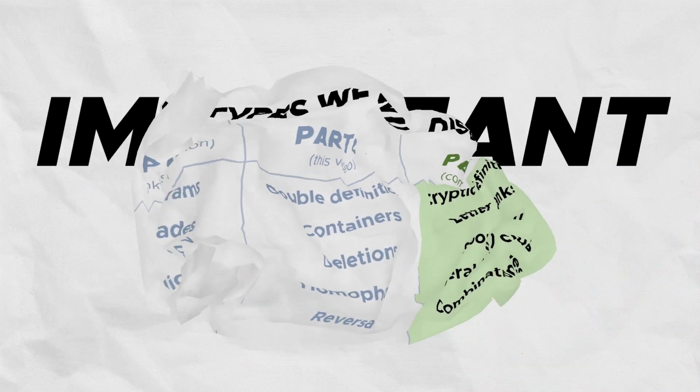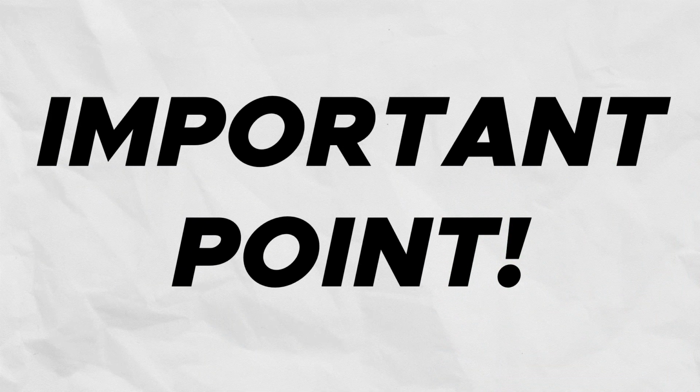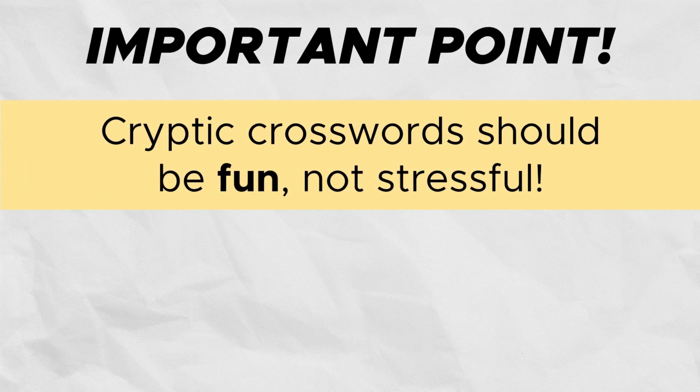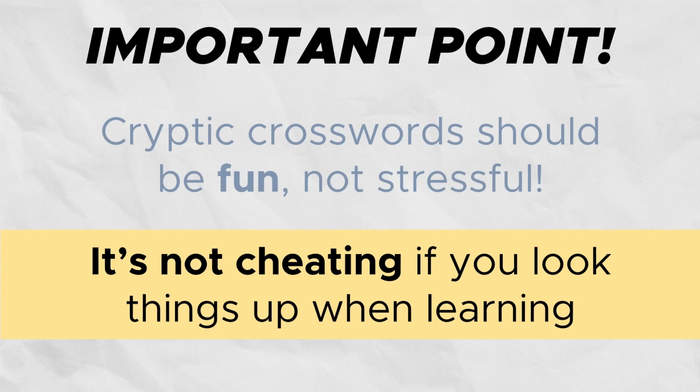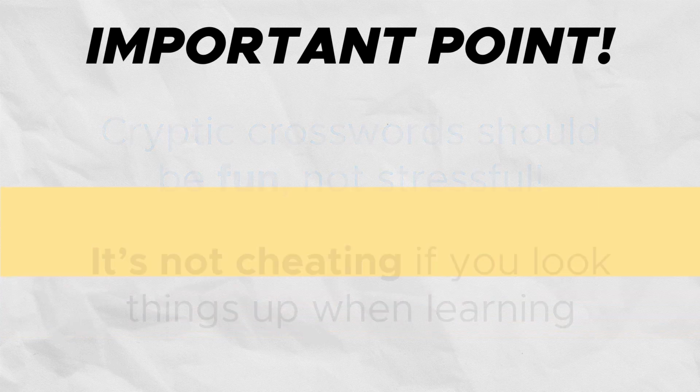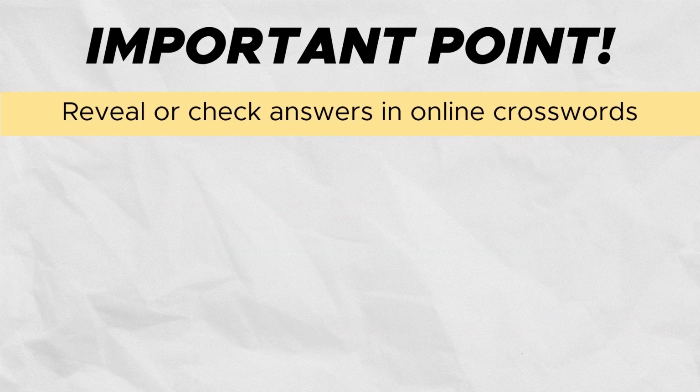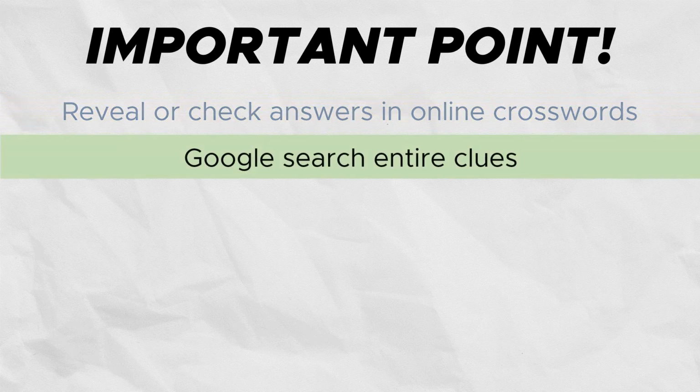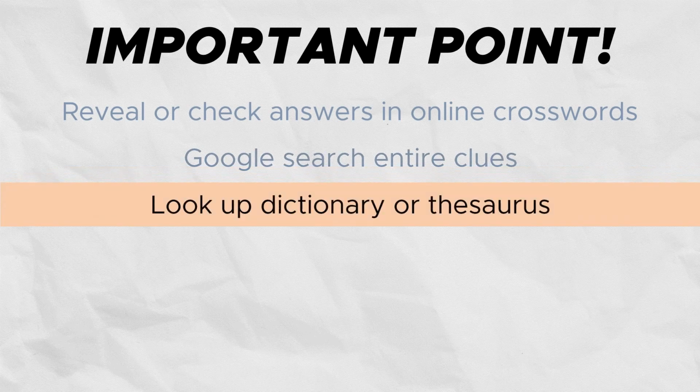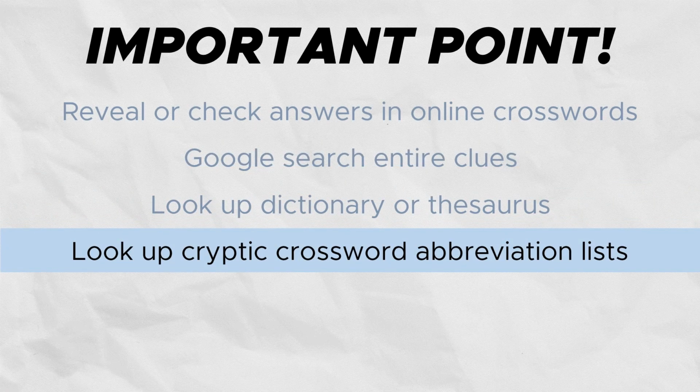I wanted to make a very important point before we discuss the different clue types. Cryptic crosswords are supposed to be fun, not stressful, and it is not cheating if you look up the answers when you're just trying to learn. The only way you'll get better is if you learn how they work, so feel free to do any of the following. Reveal or check your answers when doing online crosswords. Google search entire clues, you're likely to find the answer somewhere. Look up an online dictionary or thesaurus. Look up cryptic crossword abbreviation lists.